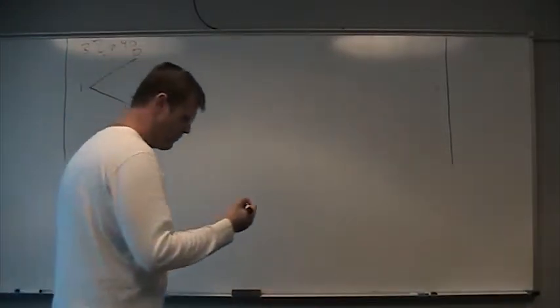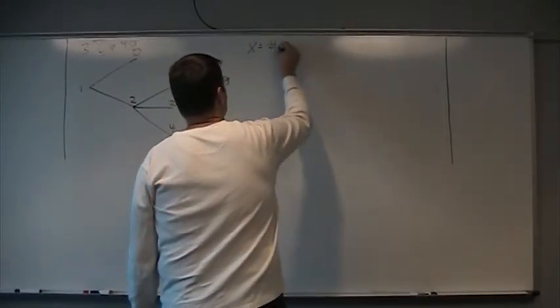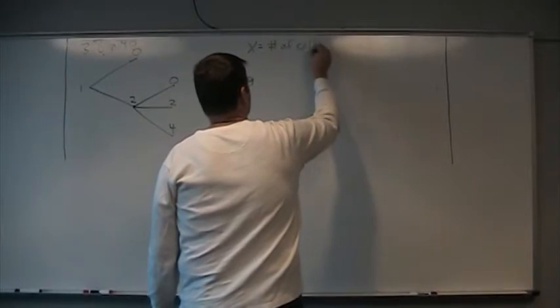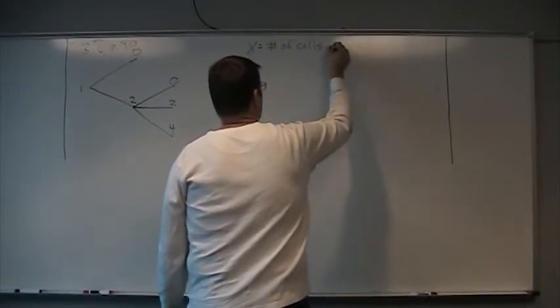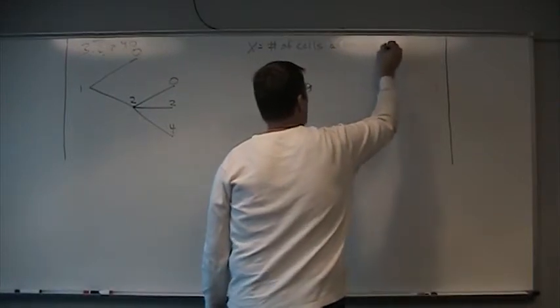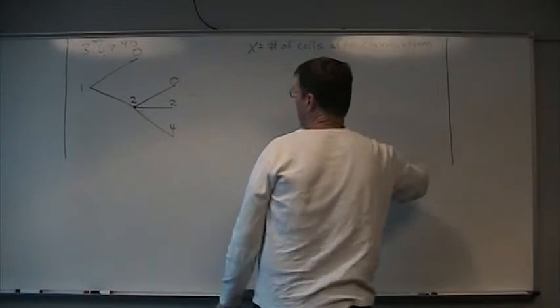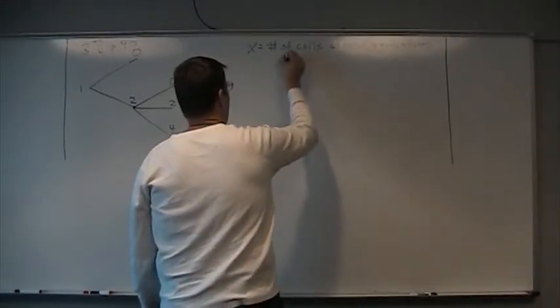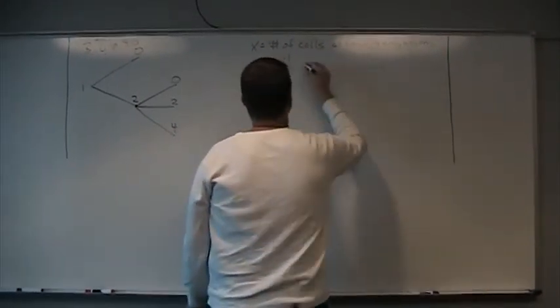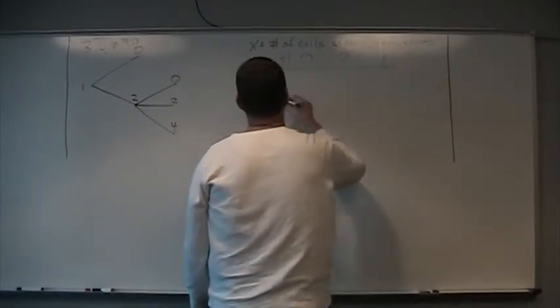So X is going to be the number of cells after 2 generations. And what we can see here is that the values of X that are possible are 0, 2, and 4.